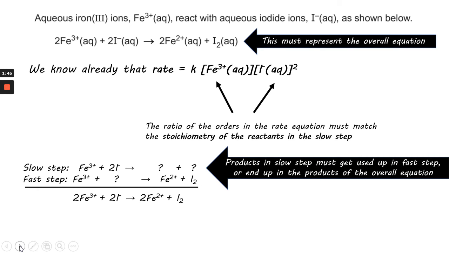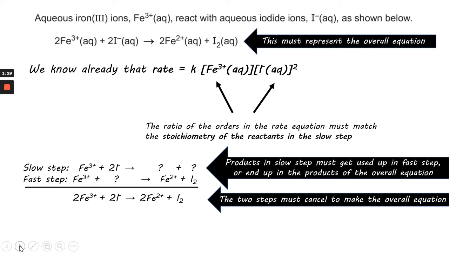Now, the products in the slow step must get used up in the fast step, so we have a bit of flexibility here. Provided they get used up in the fast step or end up in the products of the overall equation, and the overall equation doesn't change the result, we can put in a number of different things here. So, I'm going to propose that in the first one, you put Fe2+ as a product and I2 minus, so 2 iodine atoms combine together, but it doesn't make a molecule, it makes an ion.